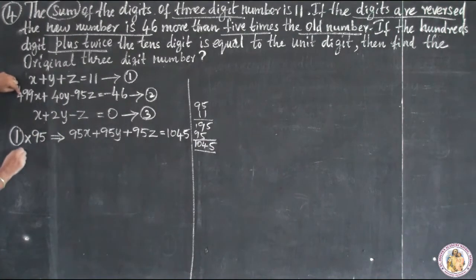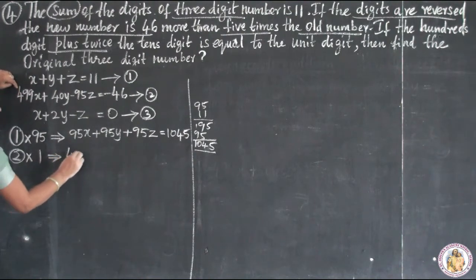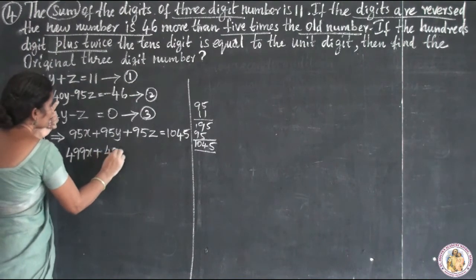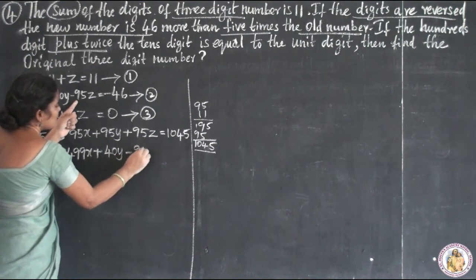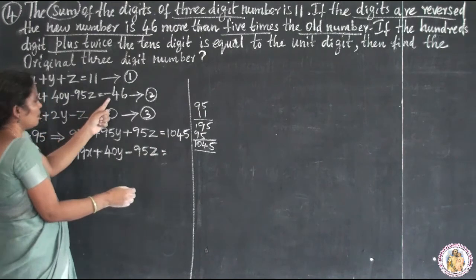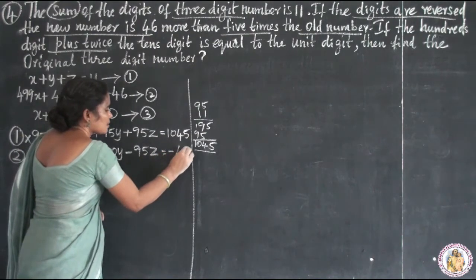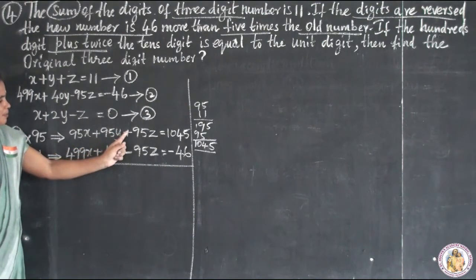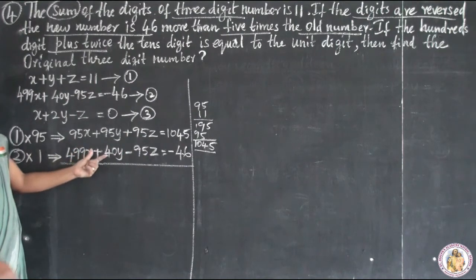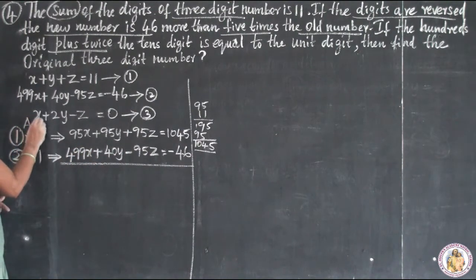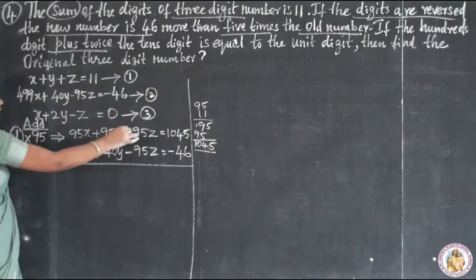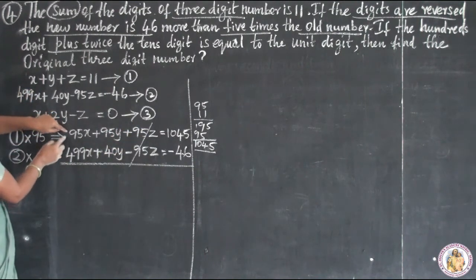Taking second equation, write as it is. So multiply with 1. 499x plus 40y minus 95z is equal to minus 46. Now already it is plus and minus, so need not change the sign. We are going to do only add. Okay, now cancel. Same sign, add.